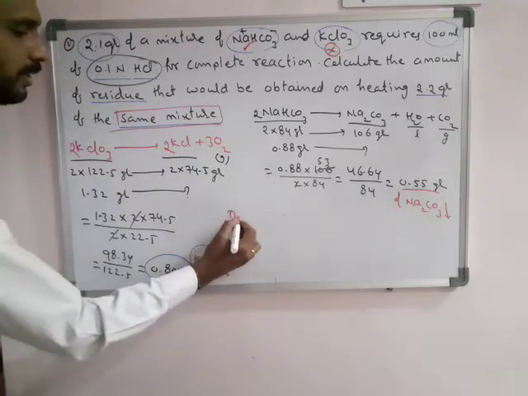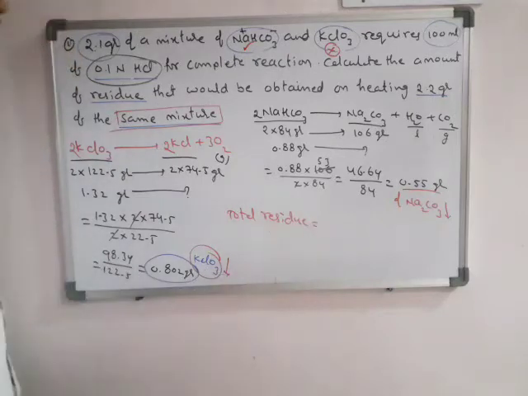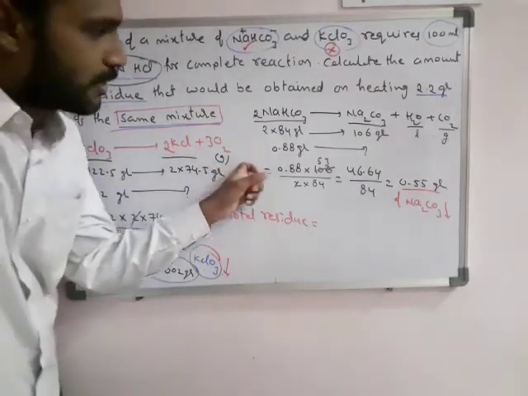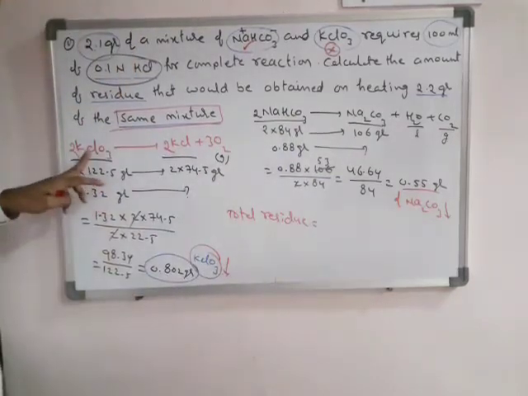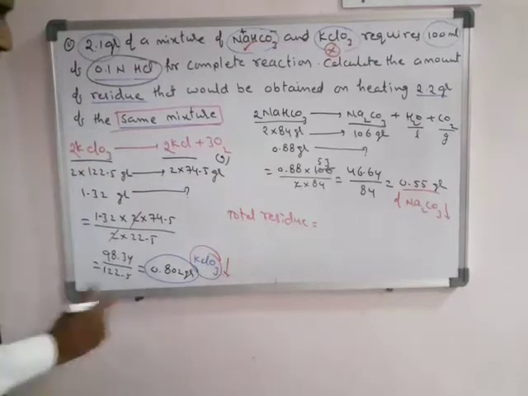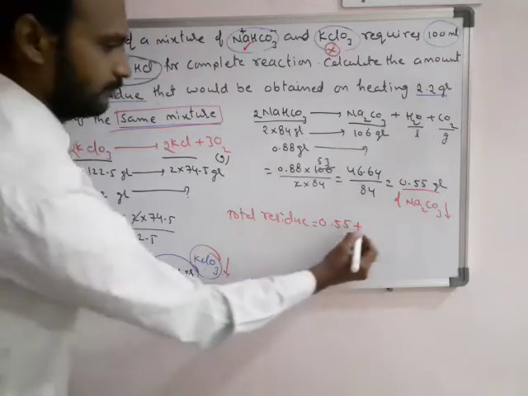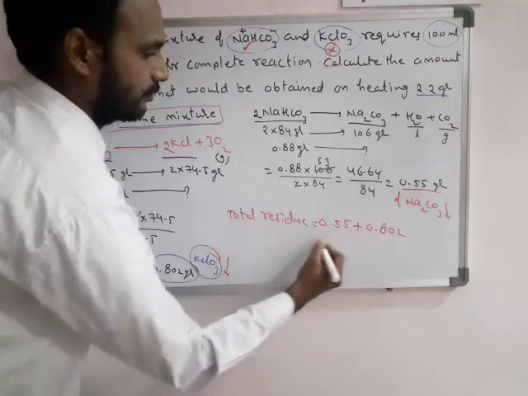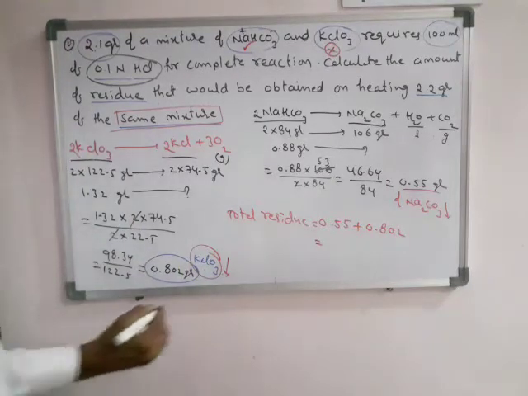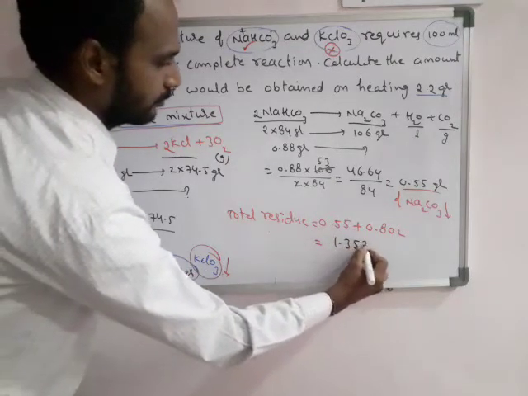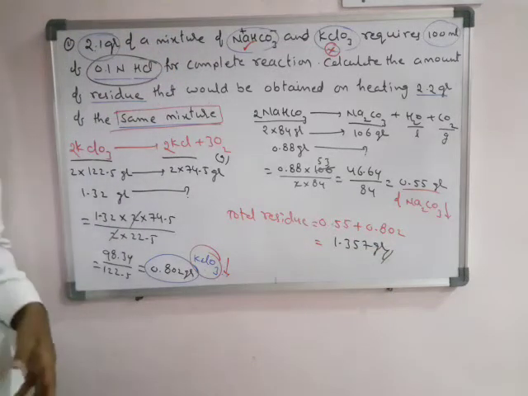So therefore the total residue: the first residue formed by NaHCO3 is Na2CO3. The second residue formed by KClO3 is KCl. So by adding these two we will get the final answer. Okay, so finally we will get 1.357 grams of total residue.